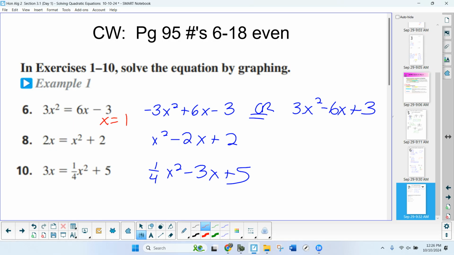X equals 1. Caleb, what'd you get for number 2? No real solutions. It didn't intersect at all. It was above or below, depending on which way you brought it over. I subtracted x squared and 2. Okay, and that's fine. You had negative x squared plus 2x minus 2, and you had no real solutions. You all have the same answer. I just thought most people would have brought this over, but if you brought those over, that's fine.